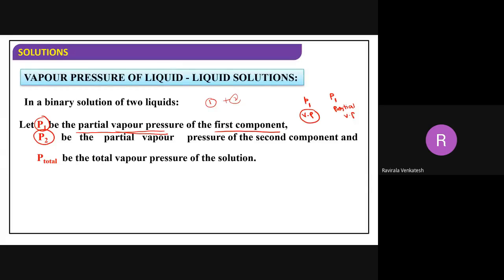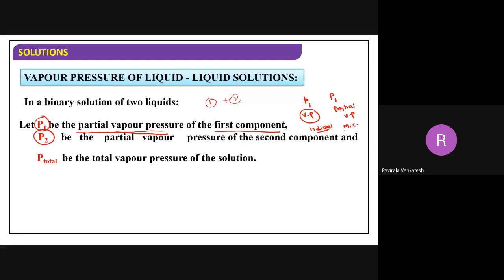Partial vapor pressure of liquid. Now, what is the difference between capital P and small p? See, this is in individual beta. It is not in a mixture. Individually I have taken it. It is an individual, not a mixture. It is in a mixture.